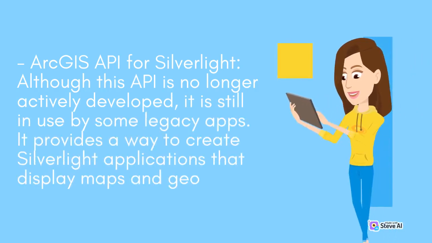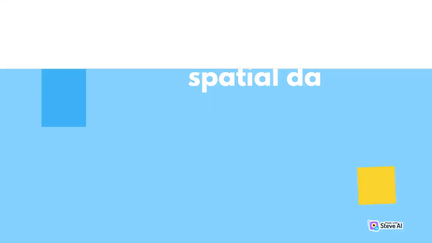ArcGIS API for Silverlight. Although this API is no longer actively developed, it is still in use by some legacy apps. It provides a way to create Silverlight applications that display maps and geospatial data.